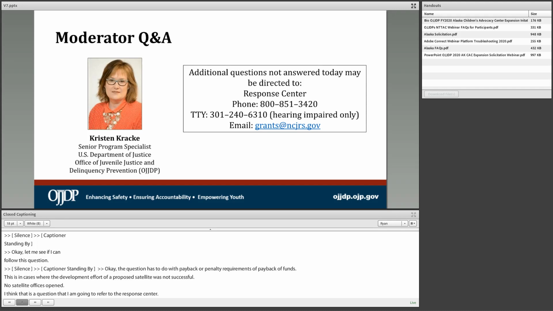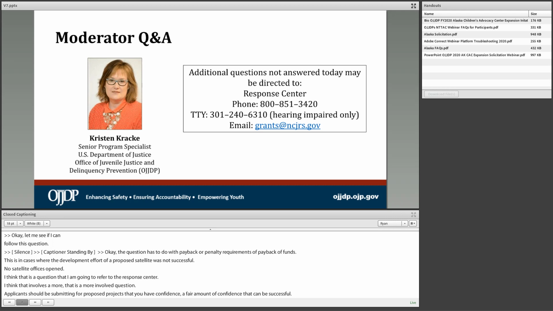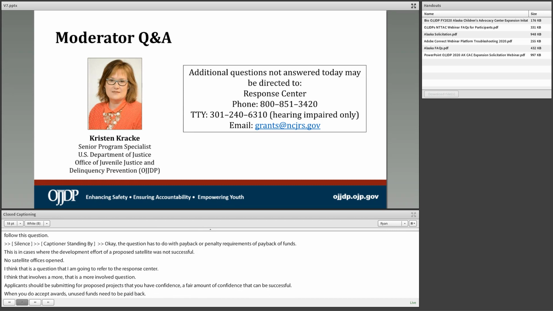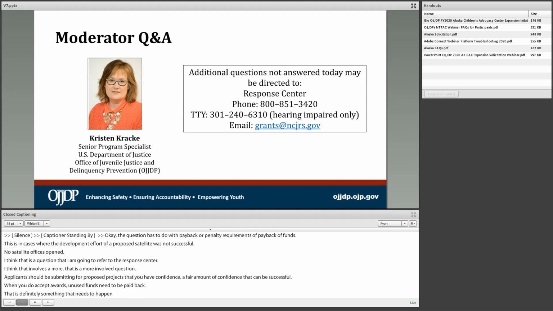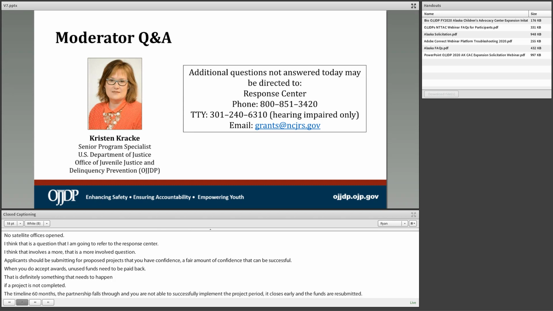Applicants should be submitting for proposed projects that you have a fair amount of confidence can be successful. When you do accept awards, unused funds do need to be paid back, so that is definitely something that would need to happen if a project was not completed. So the timeline is 60 months, the partnership falls through and you were not able to successfully implement, the project period closes early and those funds are resubmitted. That's more of a post-award question than what I can really fully answer pre-application.